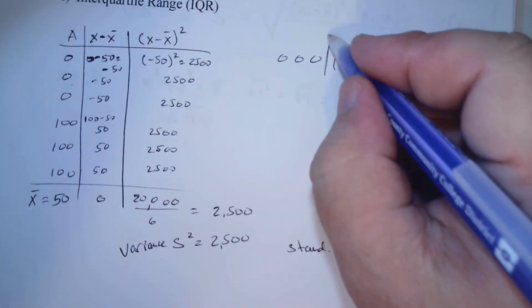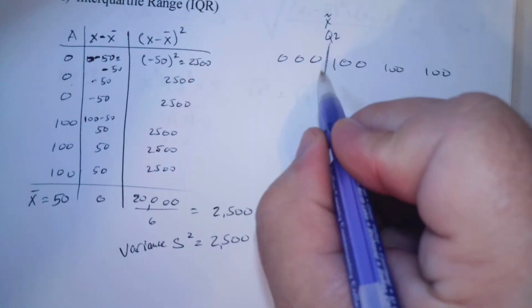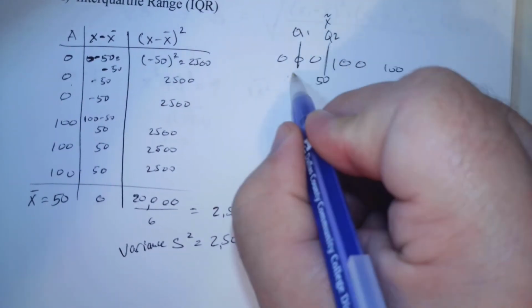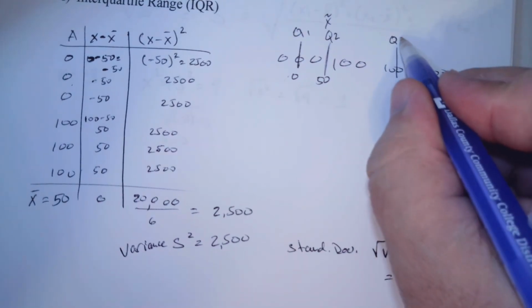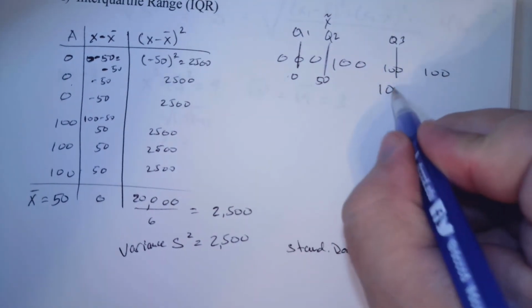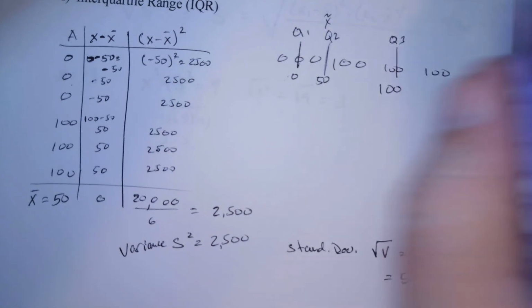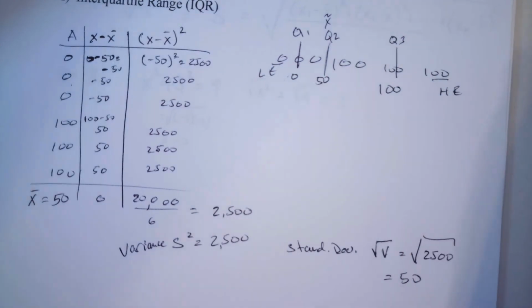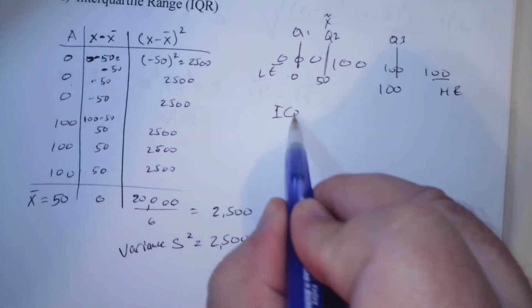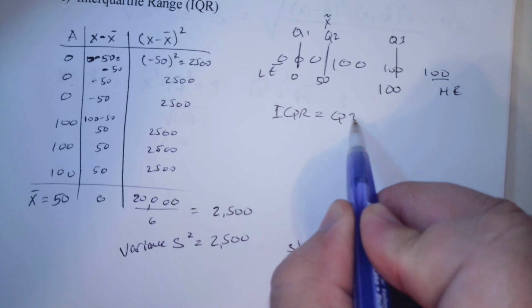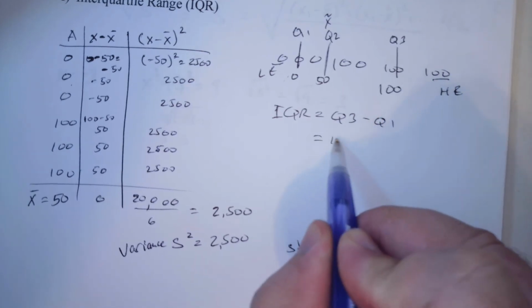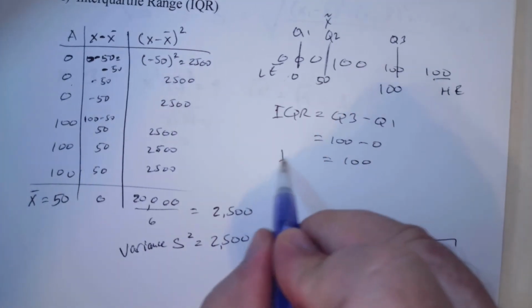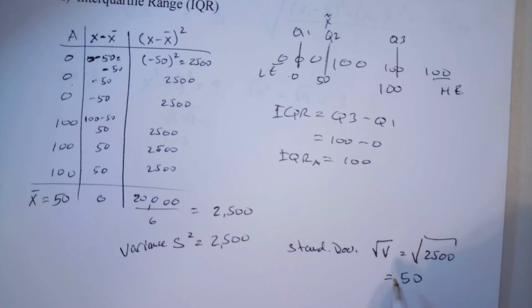So the median, this is Q2, it's 50. Q1 is 0. Q3 is 100. The low extreme and the high extreme. So the IQR is Q3 minus Q1. So the IQR of A is 100.